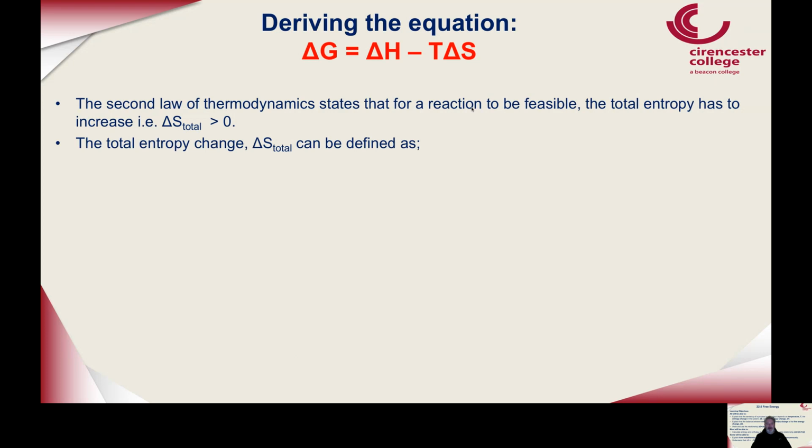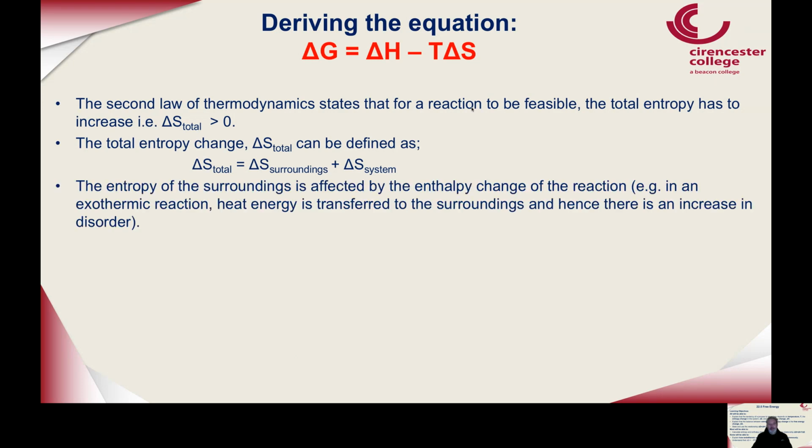However, we haven't got delta S total. From what we did last time, all we've got is delta S of the system. We've got the change in entropy of the chemicals, but we haven't got the change in entropy of the surroundings. So we can define total entropy change as the entropy change of the surroundings plus the entropy change of the system. The entropy of the surroundings is affected by the enthalpy change of the reaction.